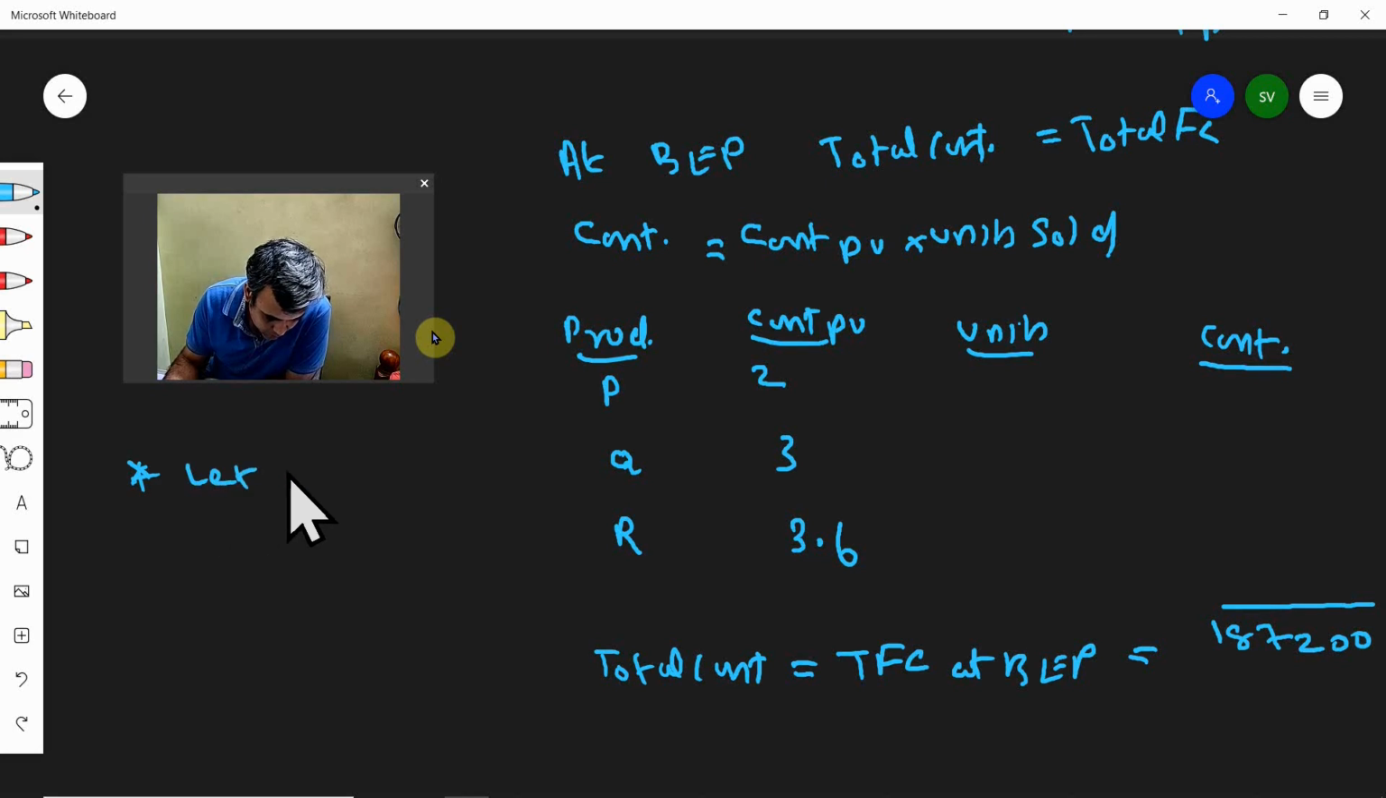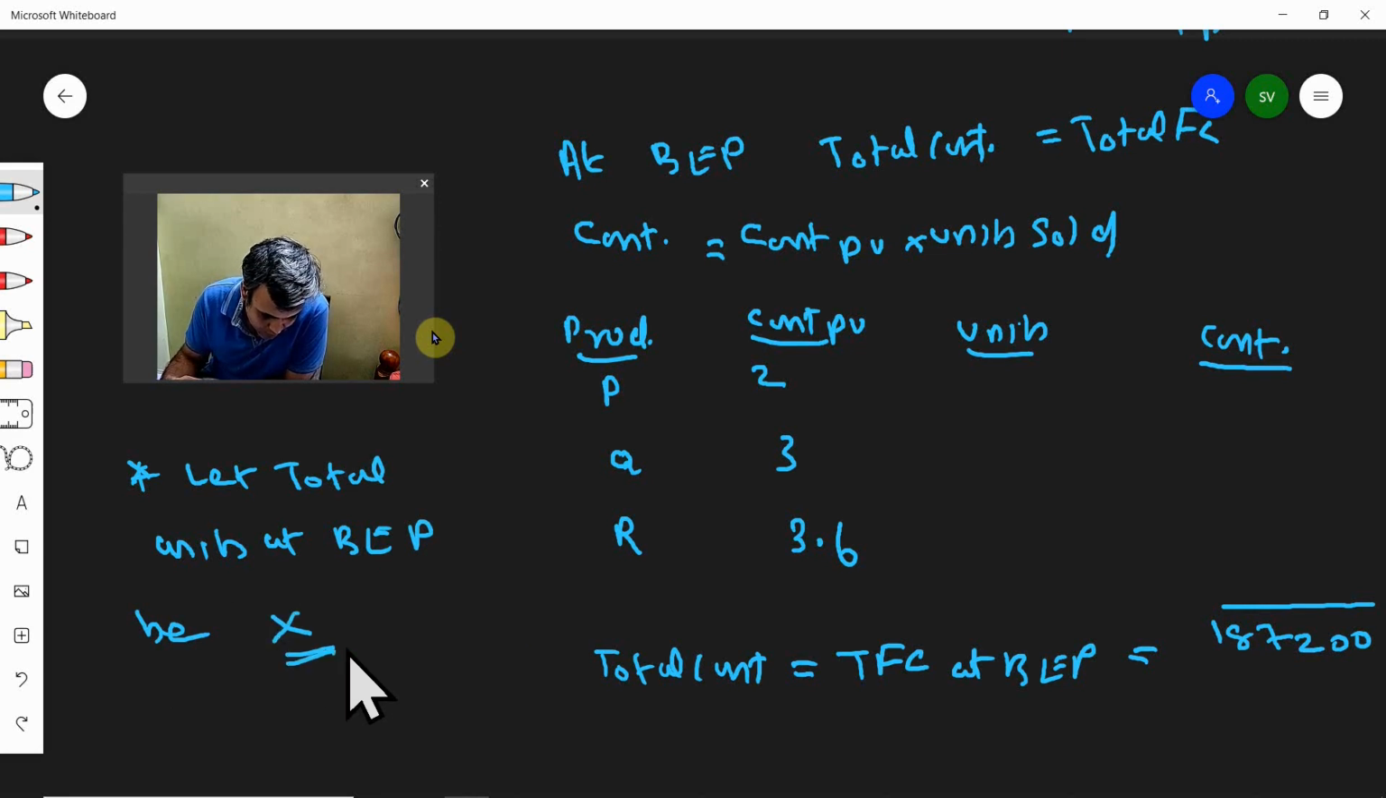Let the total units at BEP be, let's say, X. Okay, let me call that X. Total units at BEP, let me call it X. Shall I proceed? So imagine total BEP units is X.